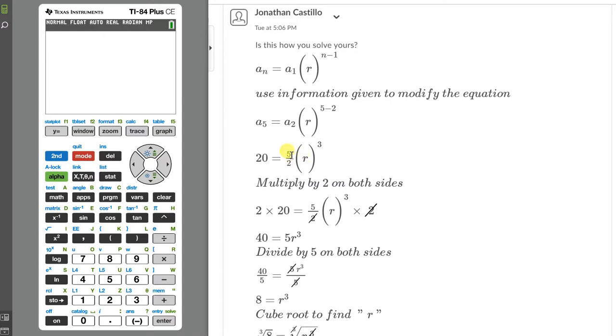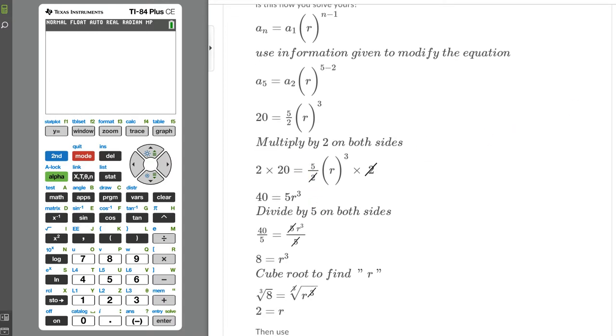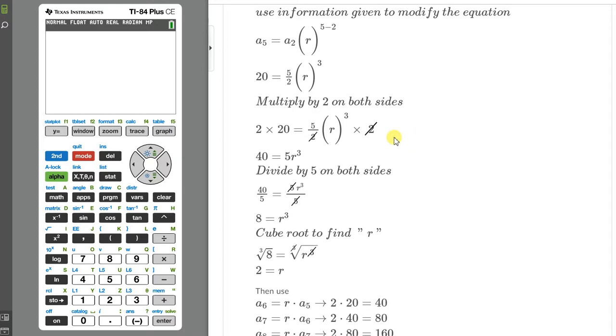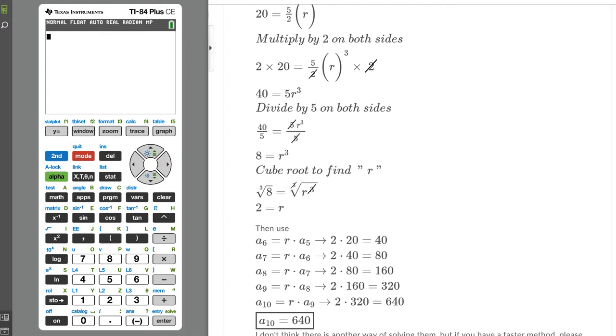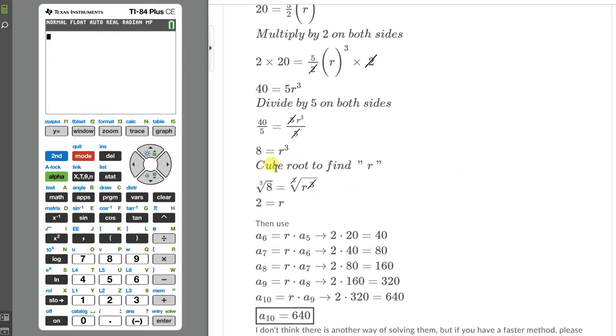We have to get rid of this 5/2, so multiply by 2 and then divide by 5, and we get an 8. Once we get rid of that 5/2 on the right, we end up with an 8 on the left. And then to get rid of the third power, we use 1/3 power. 1/3 power is the same thing as third root. Third root and third power are inverses. They essentially cancel each other out, as Jonathan correctly points out over here. And so we end up with the ratio of 2.